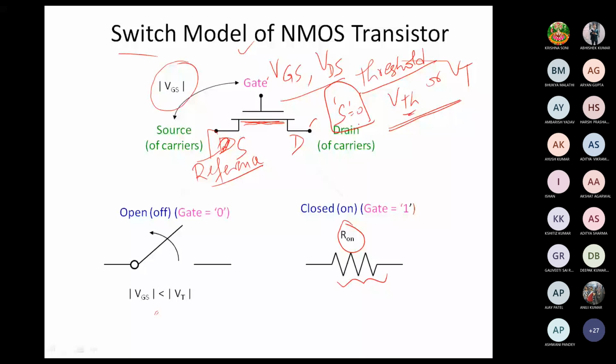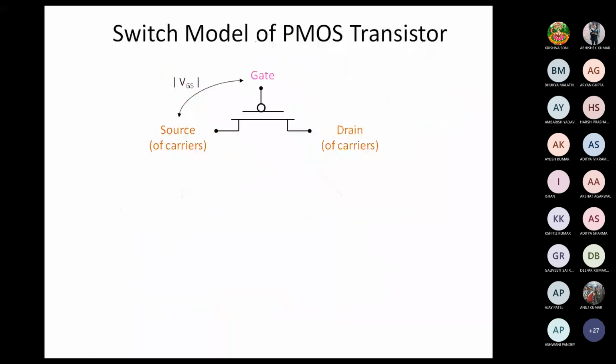Here the mod is written so that this particular equation is equally valid for the PMOS as well as NMOS, both. So when our VGS is greater than or equal to VT, then this will be on, and current may start to flow if we apply a VDS.